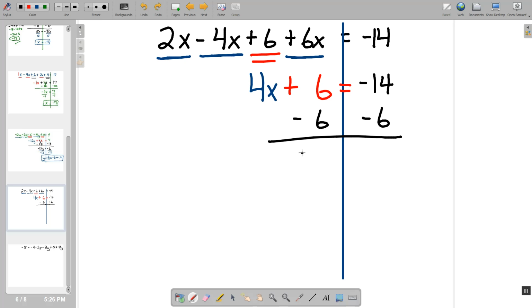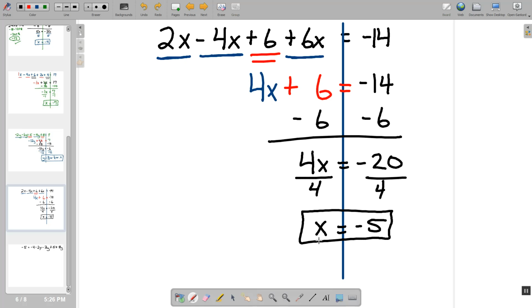We subtract 6 from both sides to get 4x equals negative 20. Divide everything by 4. And we get x equals negative 5 as our answer. To check our answer, all we do is take our negative 5 and plug it into each value of x, because by rule, each x must be the same. So I'm going to do 2 times negative 5 minus 4 times negative 5 plus 6 times negative 5.